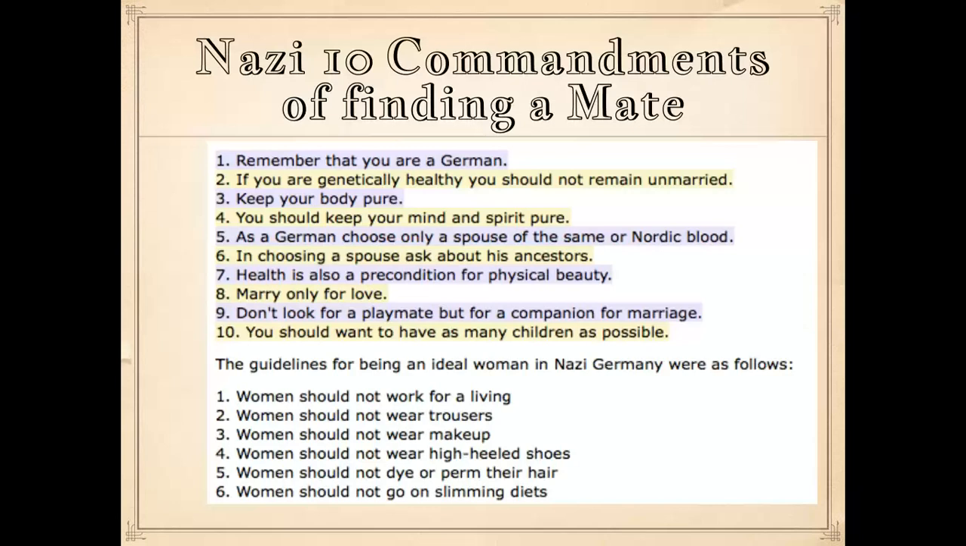Let's see here, kind of just trying to skim. Number 10, you should want to have as many kids as possible. And you were actually given awards for this. If you had 5 kids, you got a gold medal. If you had 3 to 4, you would get silver and so forth. So again, the goal was as many kids as possible.